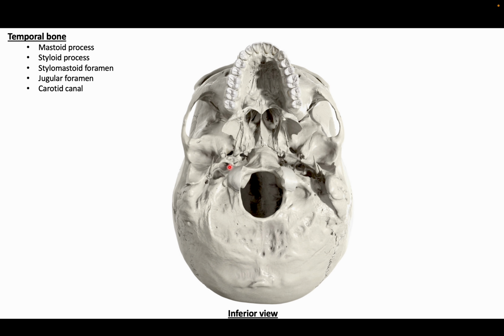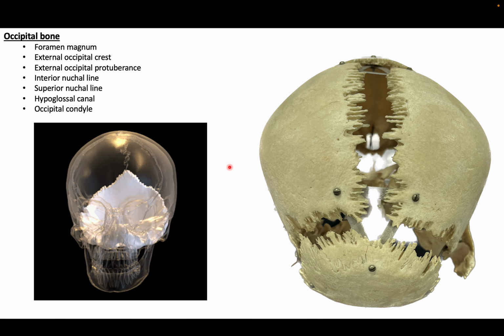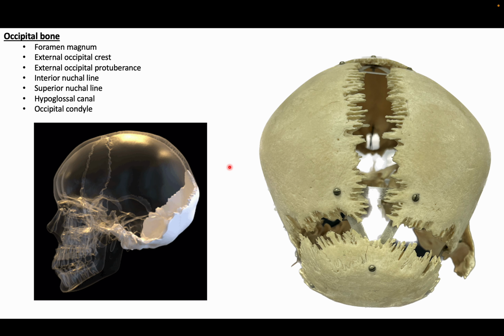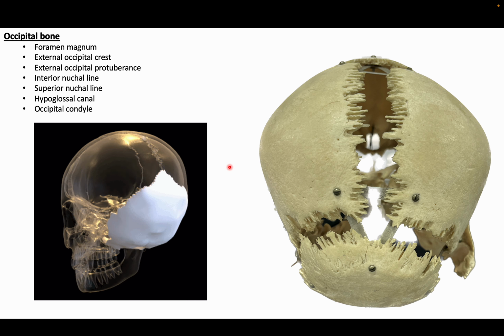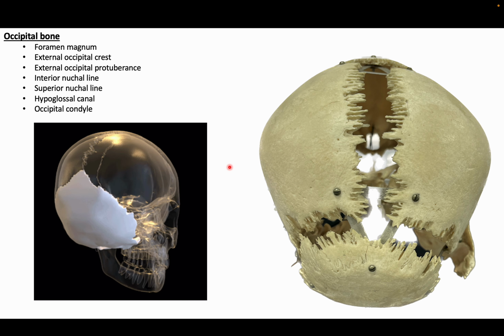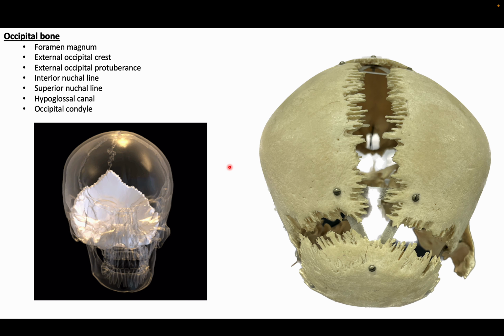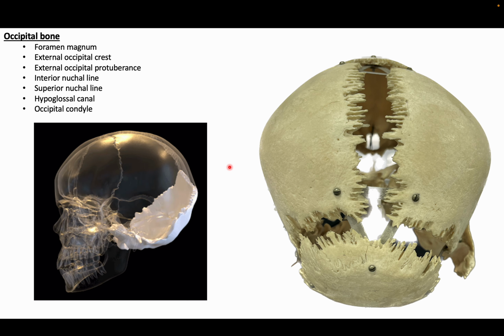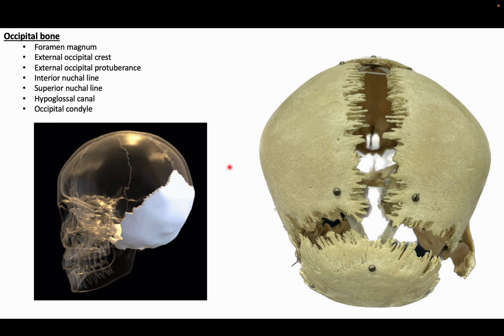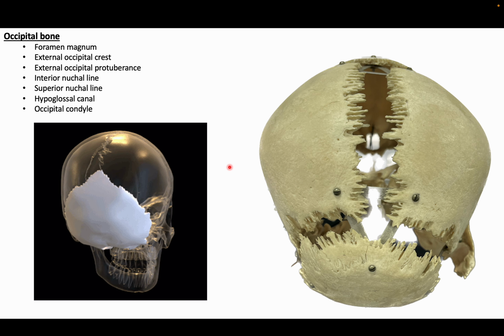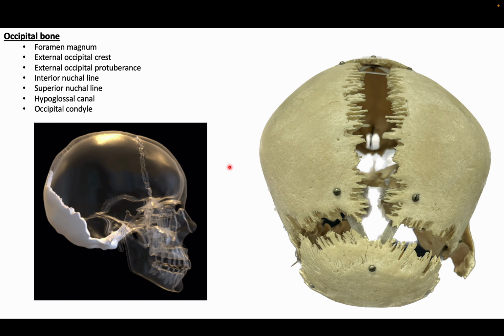All right, and that concludes the temporal bone. Now let's move into the occipital bone. The occipital bone is going to be the plate that is at the back of the skull. So this is the occipital bone right here. And the occipital bone is going to help with support of many regions in the back of your skull.